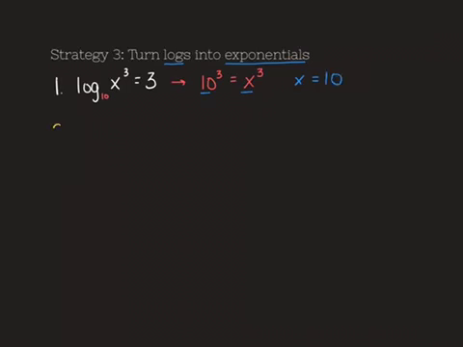Let's look at one that has natural log. So natural log of x is equal to 3. So remember, our base here is e, so we will rewrite this as an exponential. E to the 3rd is equal to x. And then all we have to do is calculate e to the third on our calculators, and we get x is equal to 20.0855 if we round it to 4 decimal places.